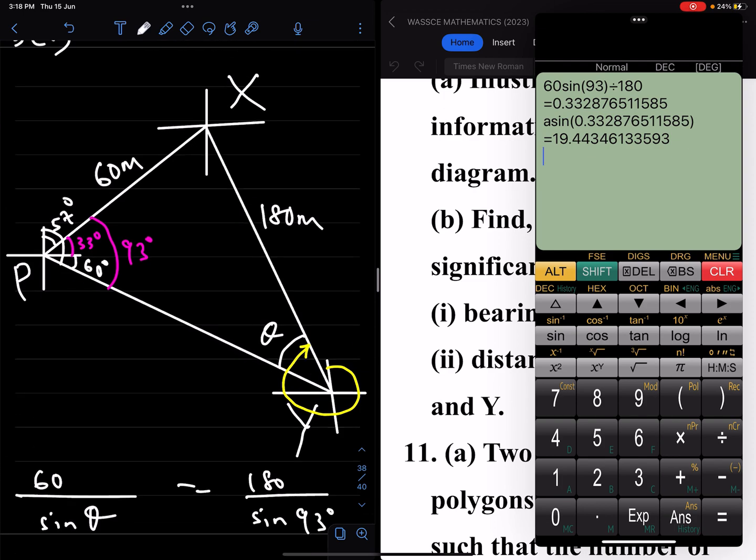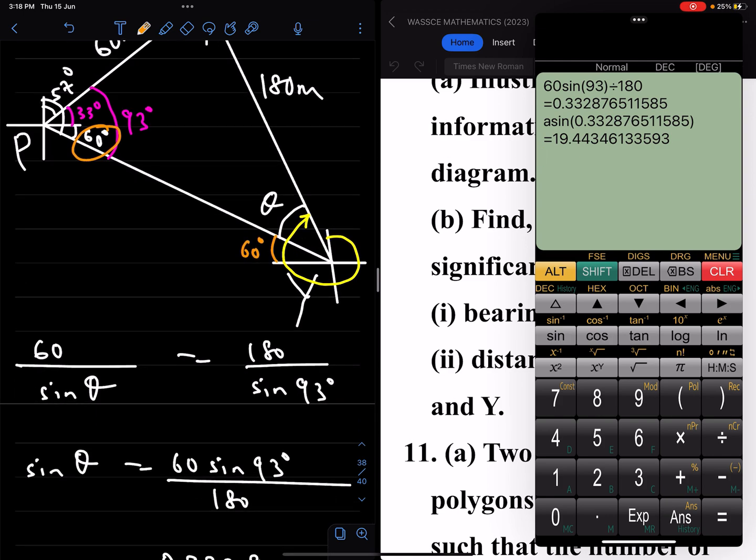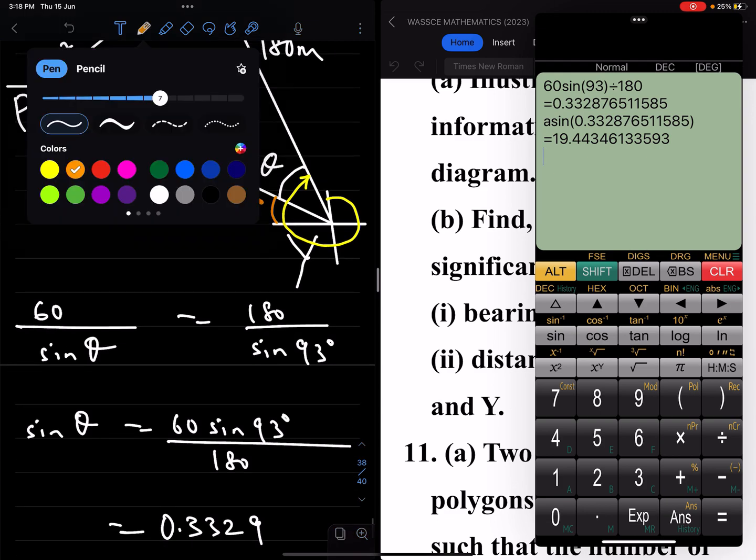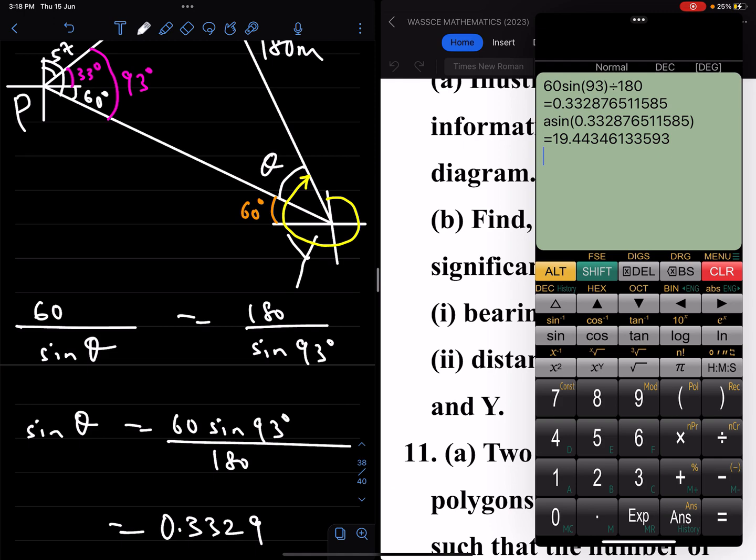Now, what is the bearing of X from Y? If this angle is 60 degrees, then I know that this angle will also be 60 degrees. And what's the reason for that? They are alternate angles. So now I can find the bearing of X from Y, which is the whole of this yellow angle, and that will be 270 plus 60 plus theta. That is the bearing of X from Y.